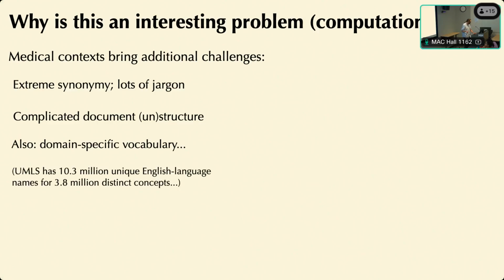To give you an idea of the scope of that, the Unified Medical Language System, the UMLS, which is sort of a central database of medical terminology, has, I have on here, 10.3 million unique English language names, and some of those are lexical variants of each other, but 3.8 million distinct concepts. Some of those are like normal ones that would occur in lots of situations, but certainly millions of those are things that you're only going to find in biomedical text.